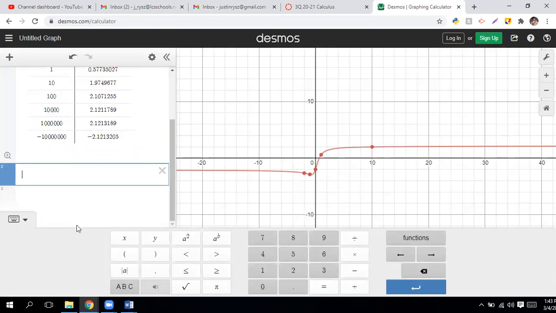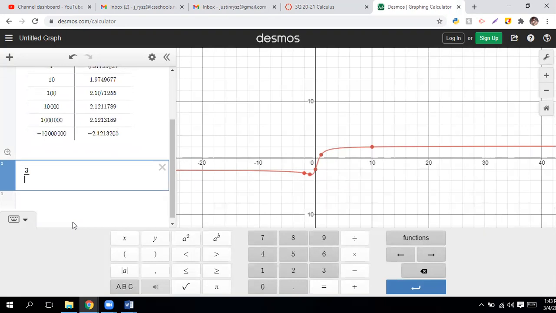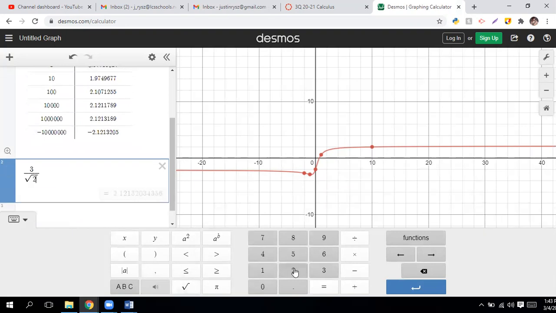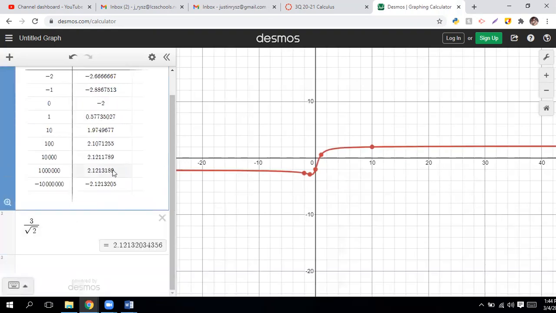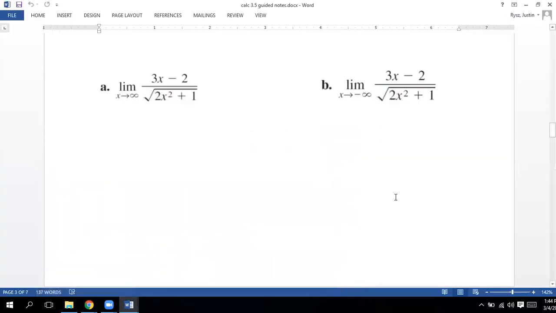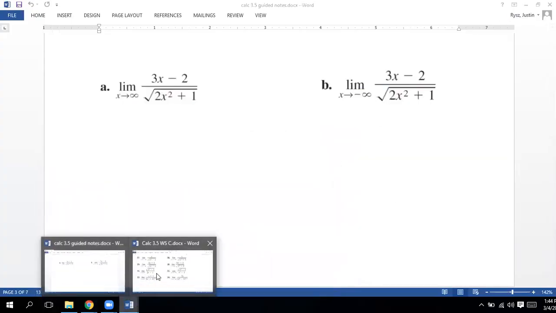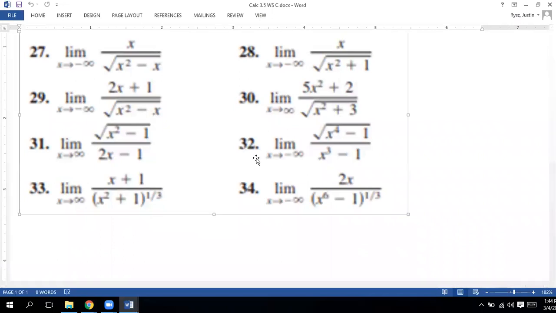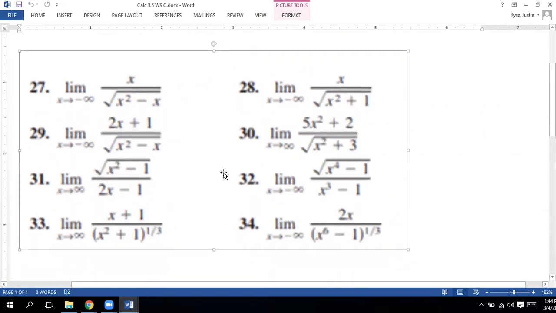What is that answer? We thought it was 3 divided by the square root of 2, which is 2.12. You can see that is basically the same number we have here. So that's how you can double check that you're doing it correctly. All right, so let's take a look at the homework problems, see what we need to deal with. Maybe we'll look at the ones on the left side, just to give you a hint.